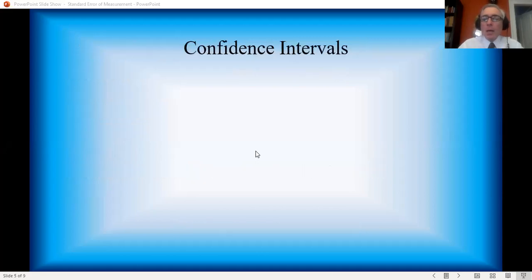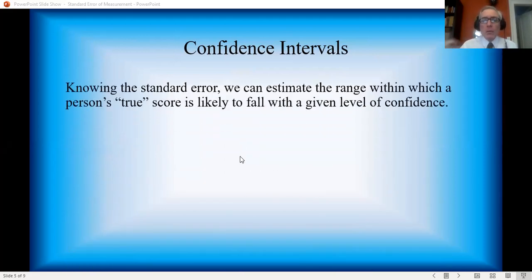Okay, so the next subject is confidence intervals. And confidence intervals are derived, in fact, from the standard error of measurement. So here's the thing. When you do an assessment of any kind, you administer a test of any kind, you know that the score that you're obtaining is really only an estimate of the true score, because there is that pesky random error that's always built in.